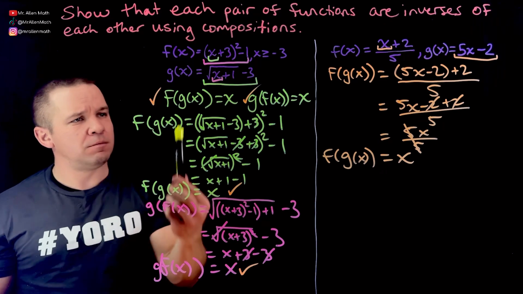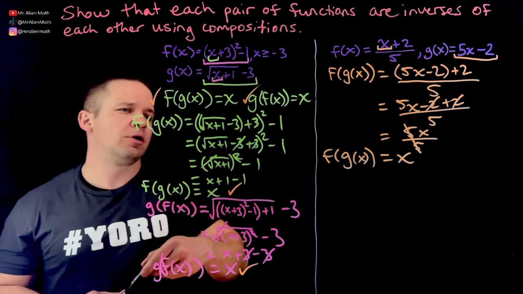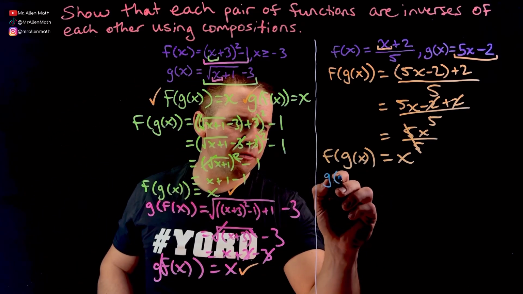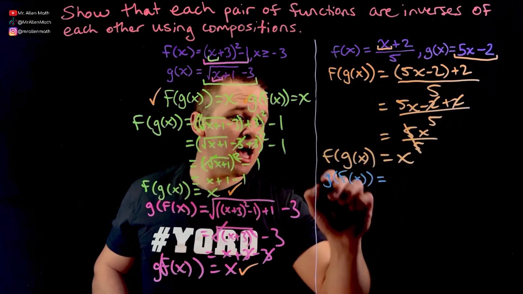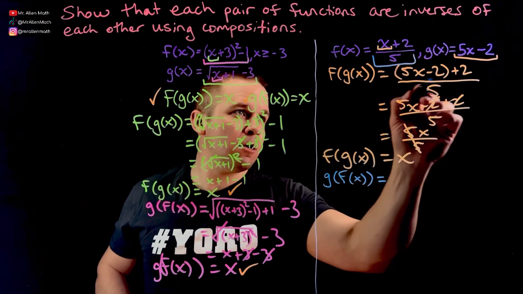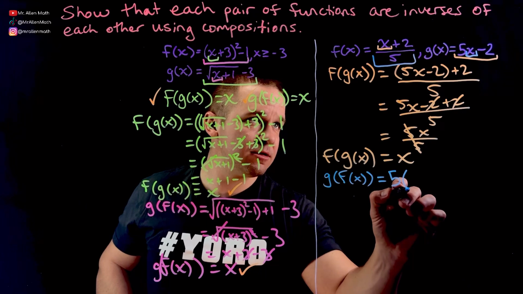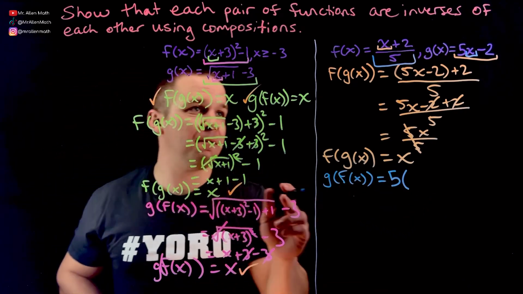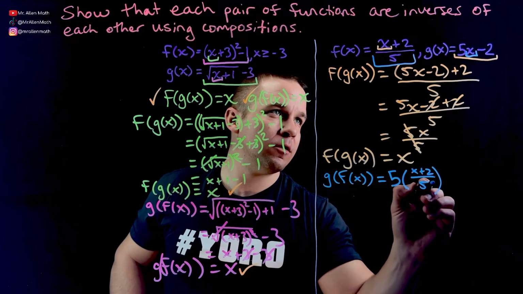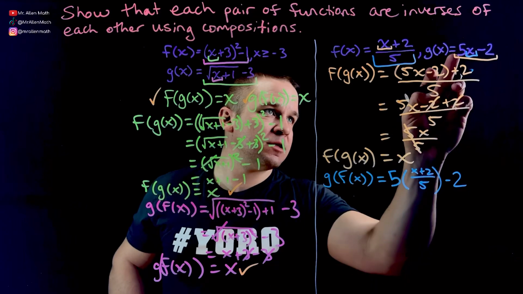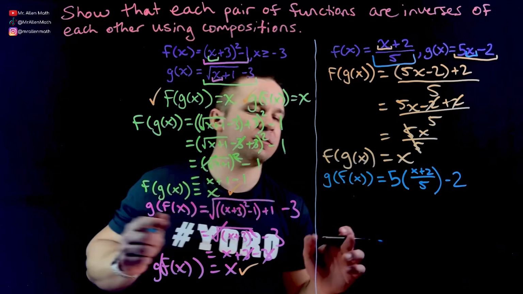Next one. I'm going to go with blue. Now I want g of f of x. Here I'm going to take the f of x, this whole bit right here, and put it in for just this x. So we've got 5 parentheses, and this is where the parentheses are definitely going to play a role: x plus 2 over 5, then minus 2. The 5 stays, the negative 2 stays, and that x becomes my f of x function.